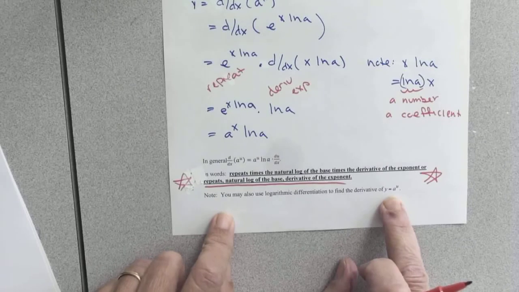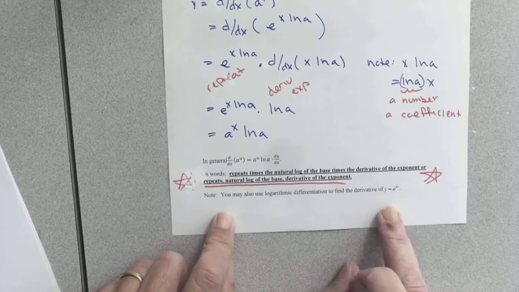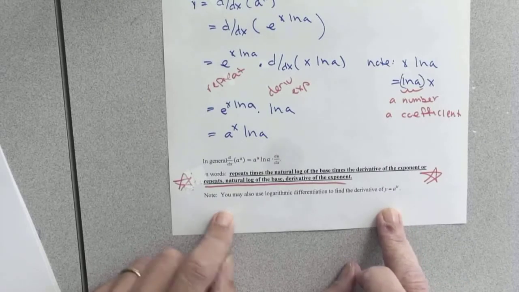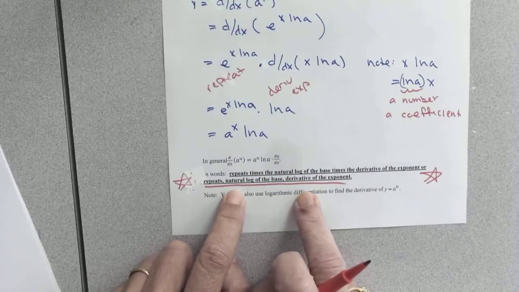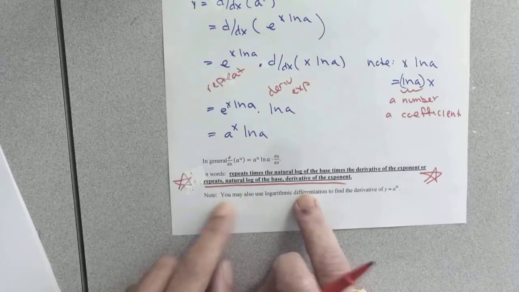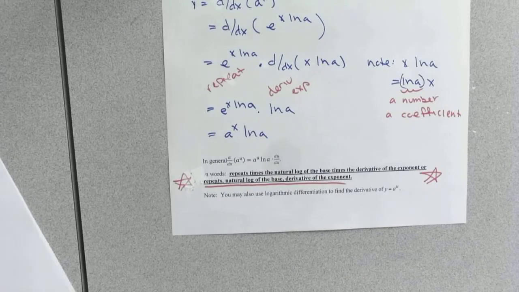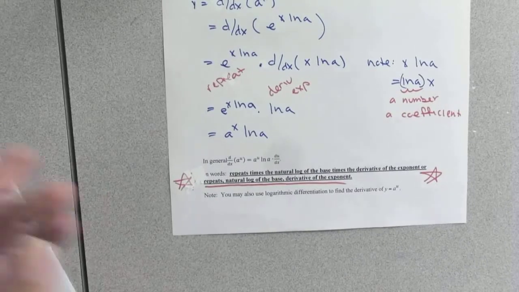But you could do logarithmic differentiation on this. That would work. It's going to be a little longer, much easier. Remember that when I want to differentiate a to the u, it's repeats natural log of the base derivative of the exponent.